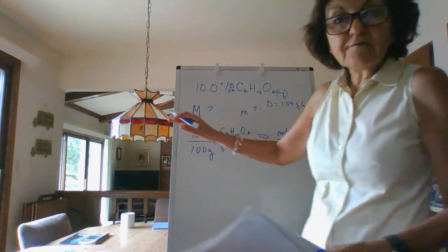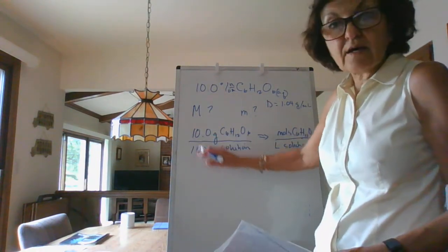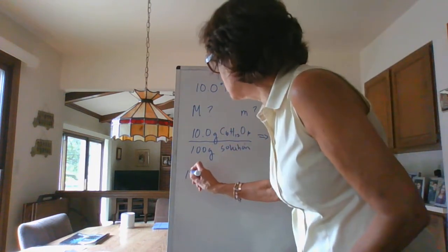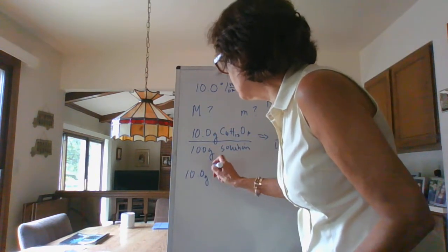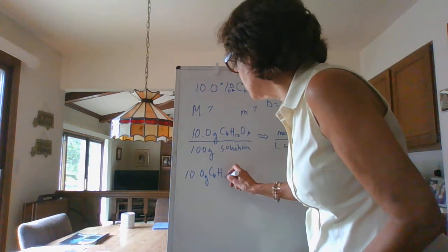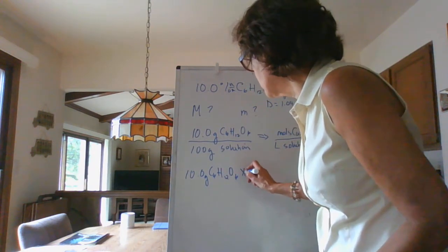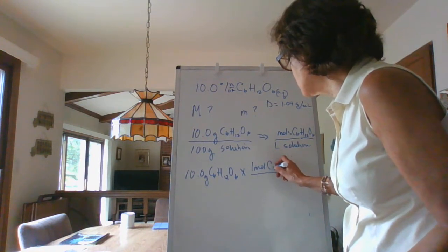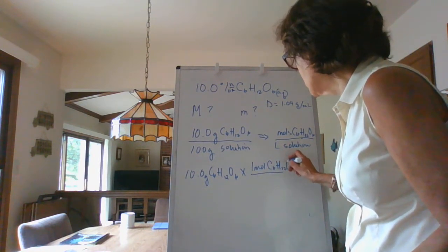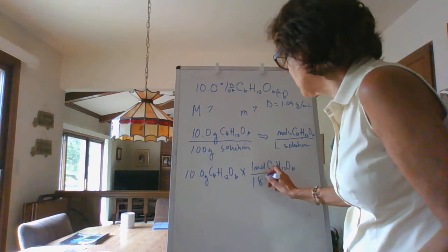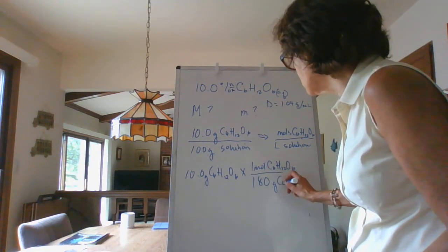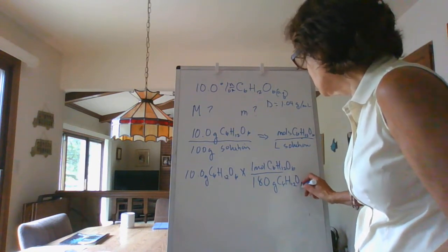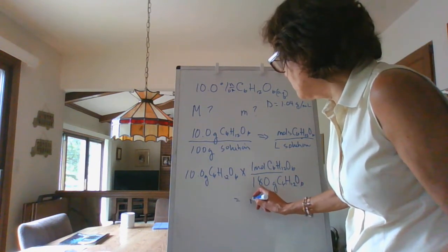Okay, so I'm going to focus on one at a time. I'm going to first focus on the top one. So I'm going to go 10 grams of glucose, C6H12O6, and I want to convert that to moles. 1 mole of glucose, C6H12O6. Add it all up, it's going to be around 180 grams of glucose. Could be 180 point something, but close enough. Okay, that way I get my moles of glucose.